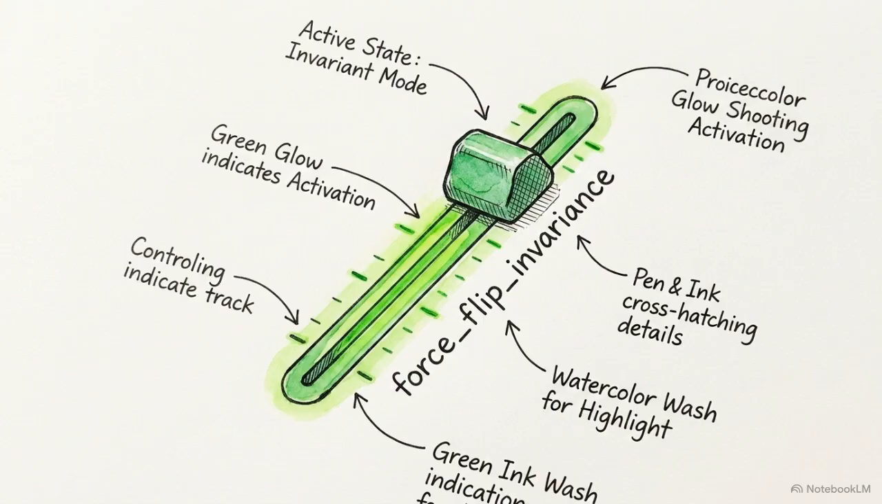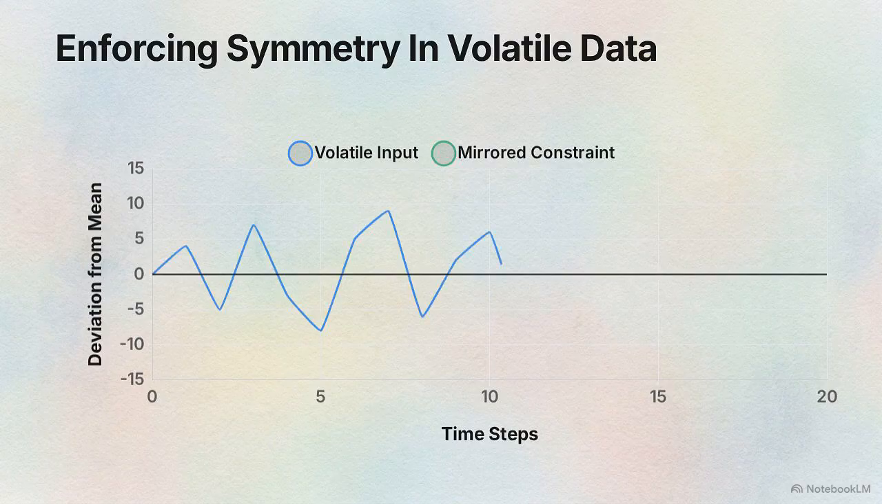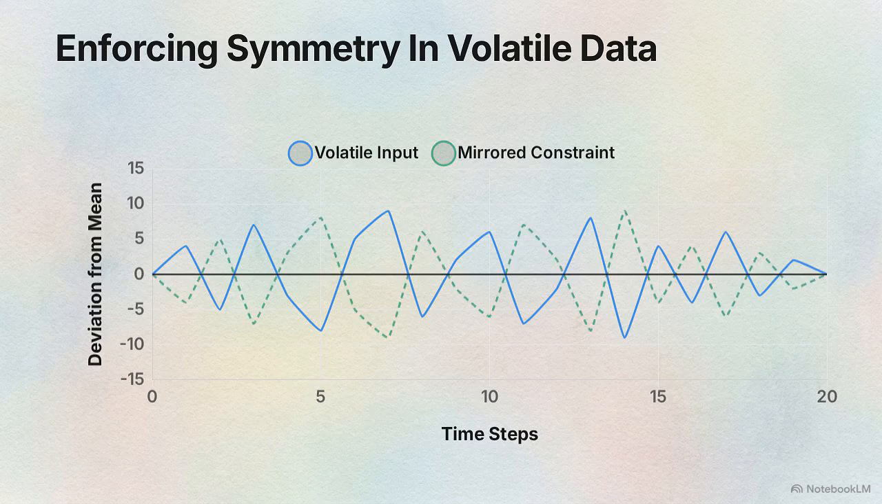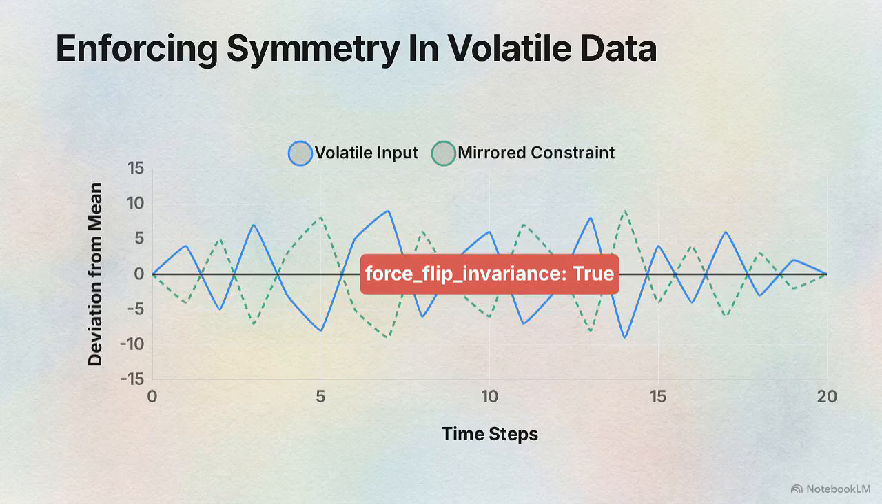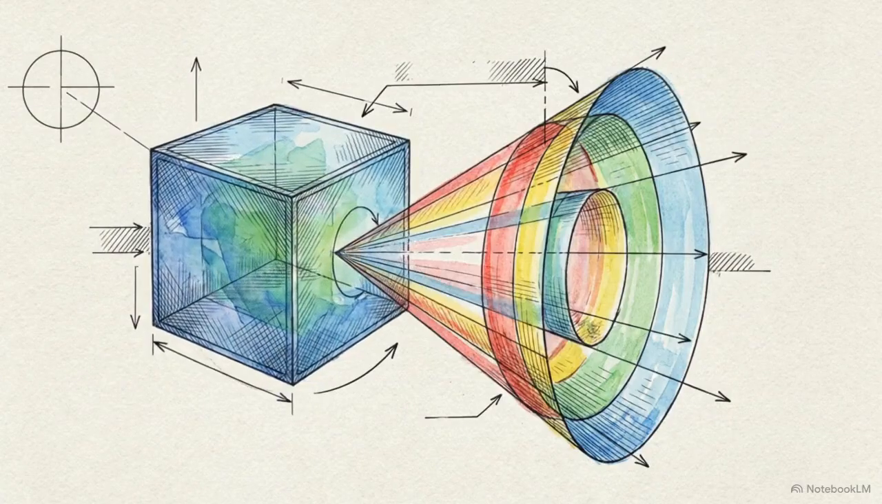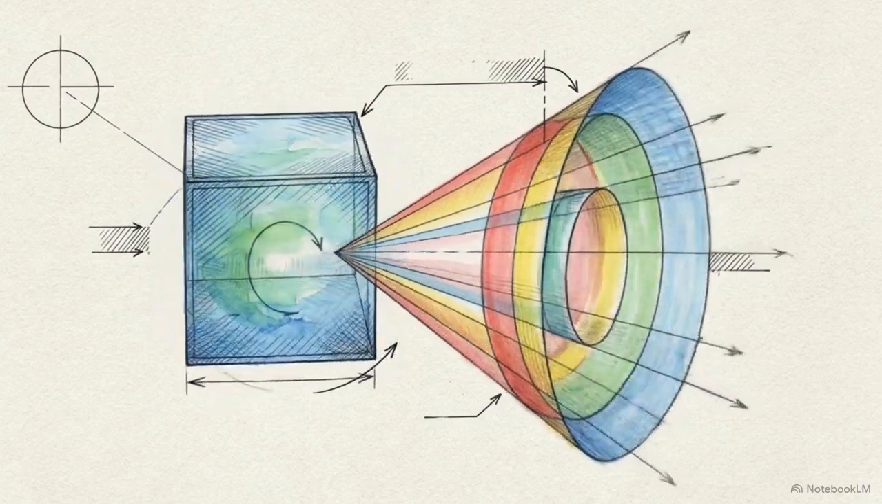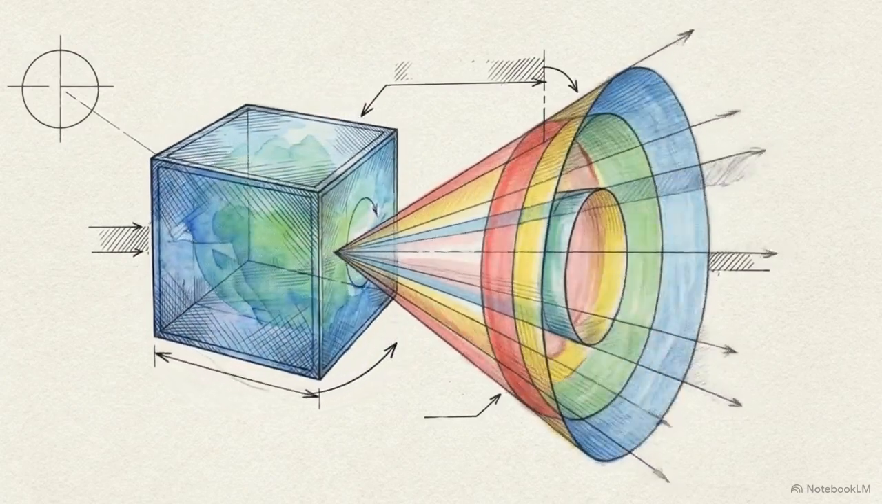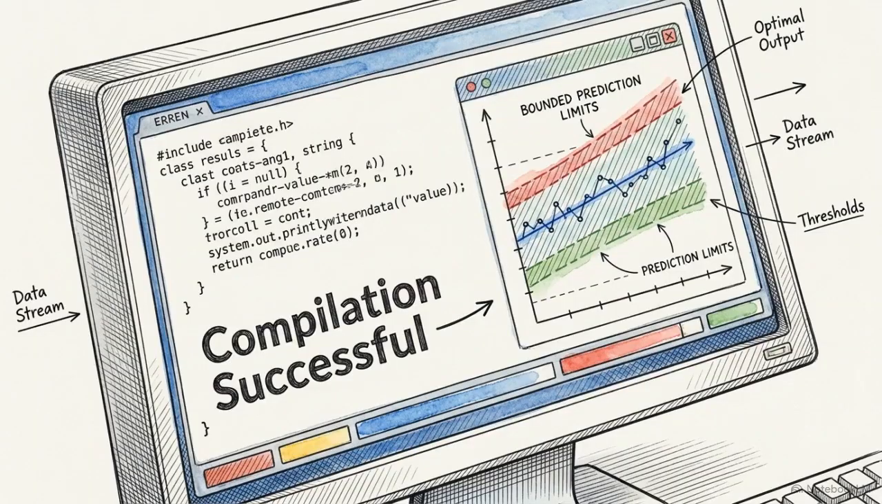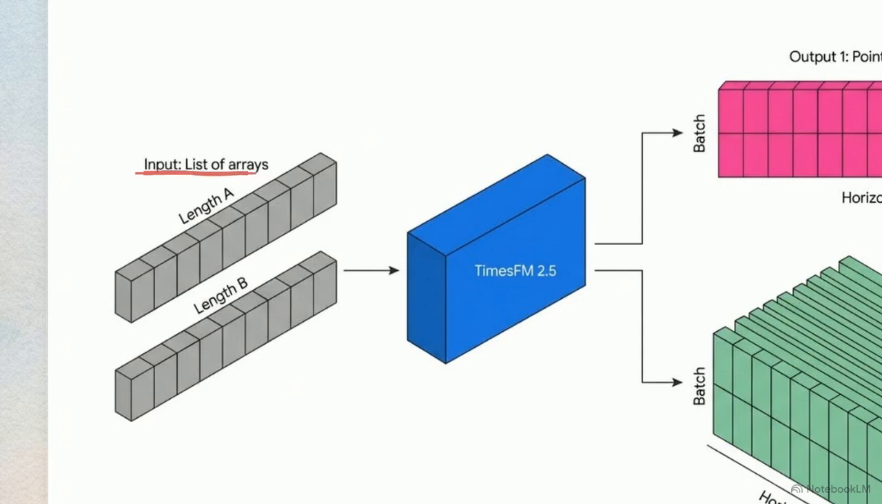You also manage directional bias through the force flip invariance parameter. Activating this enforces structural symmetry, ensuring consistent results when analyzing volatile datasets that oscillate around a zero mean. Version 2.5 also allows you to engage the continuous quantile head, an auxiliary 30 million parameter network specifically for generating probabilistic prediction intervals. The compilation phase optimizes hardware processing while bounding the statistical limits and probabilistic capabilities of the inference run. This analysis shows how the engine transforms inputs.